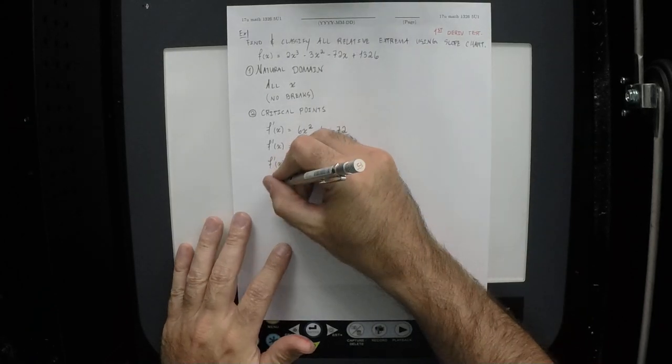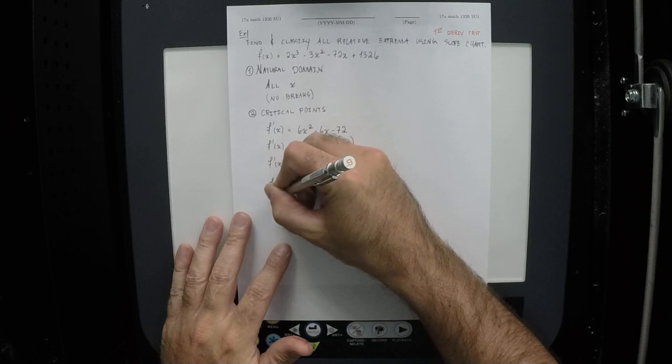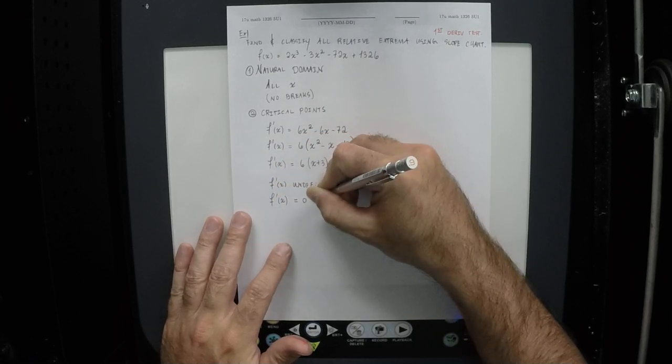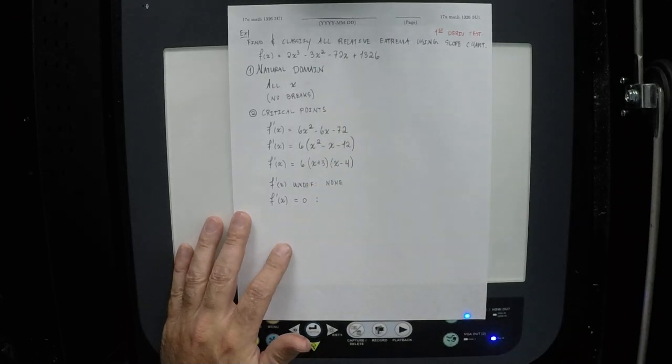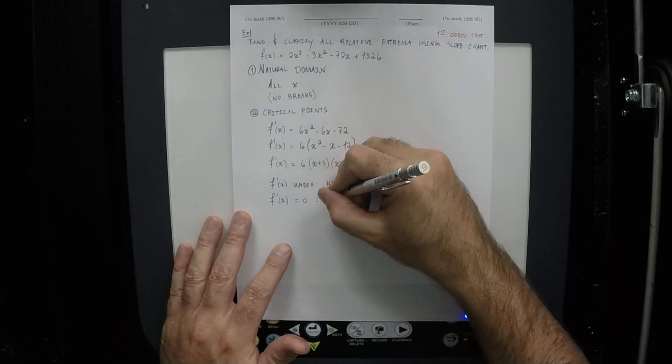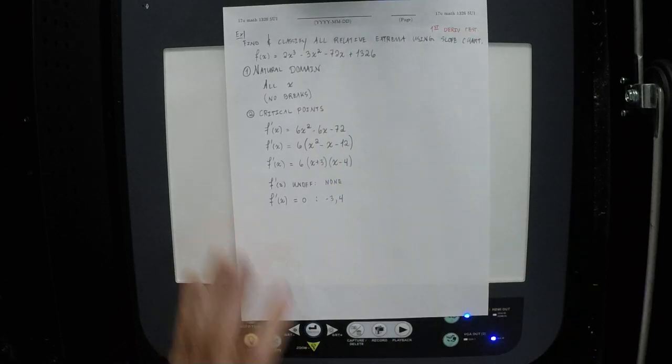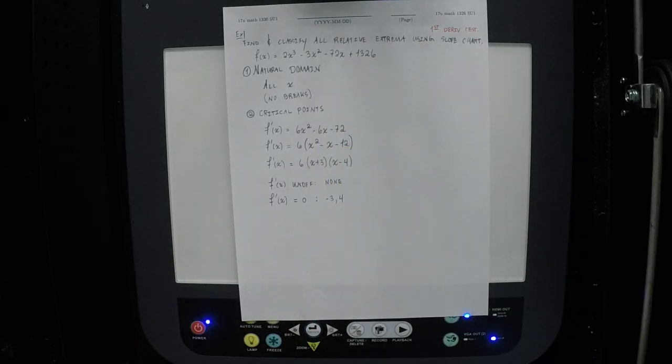Now, I'll ask the question that everyone was jumping to answer. Where is the derivative equal to 0? Negative 3 and positive 4. Okay.